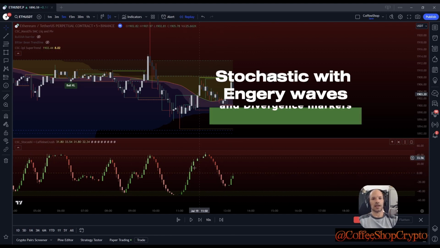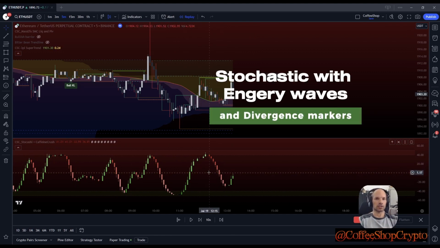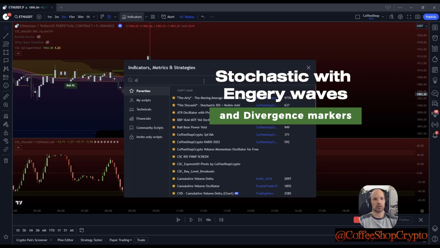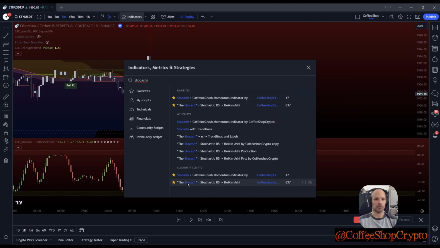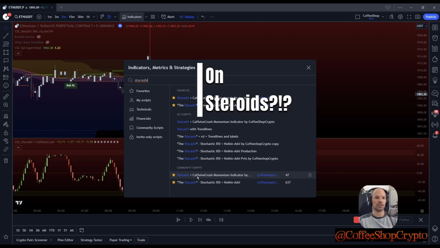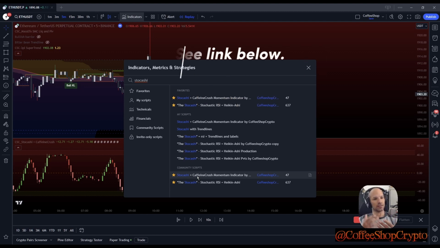This is the Stochastic. I have put extra tools inside of it. So let's go into the indicators, and what I want you to do is look for Stochastic. In the community scripts, you're going to see two of them. One is the Stochastic. This is the base level one. And then this is the Stochastic plus Caffeine Crush. It is a version of the Stochastic, but it's on steroids. I wanted to allow you guys to have either of these. One comes with divergences and an energy histogram.